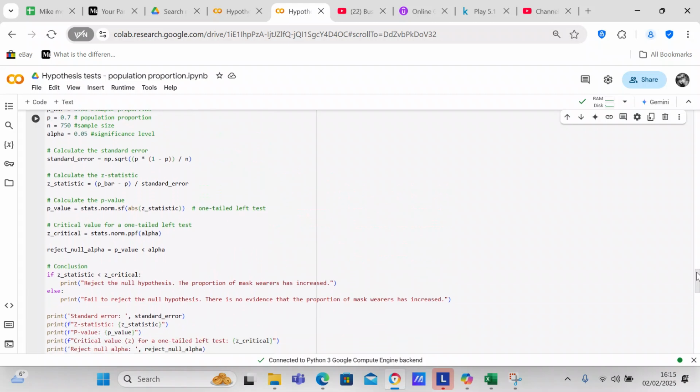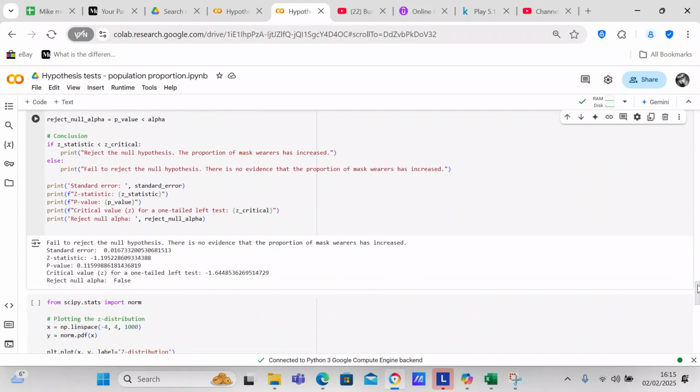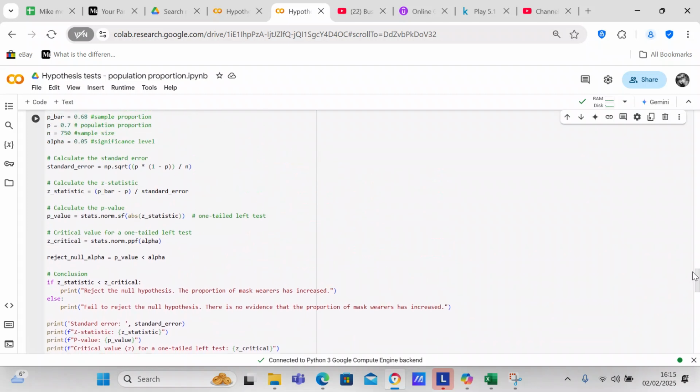And then we're going to calculate the z-statistic. So your z-statistic equals P bar minus P divided by standard error. And so your z-statistic is negative 1.195. And then we're going to calculate the p-value. That's your probability.